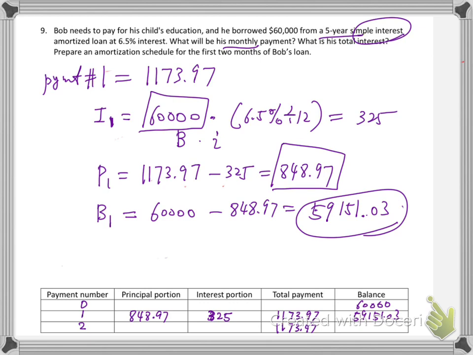So now we will also have I2, P2, and B2. That's the order for the next calculation. Okay, so now let's first change to I2.